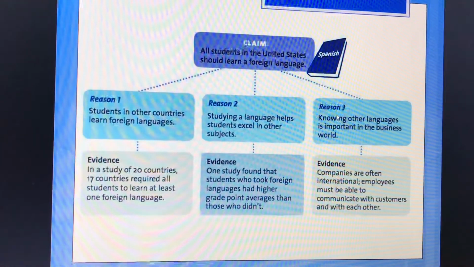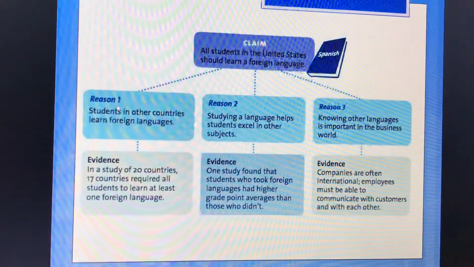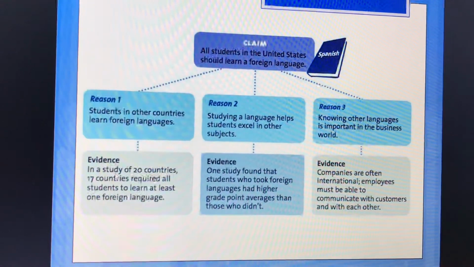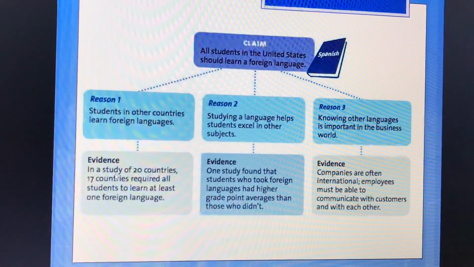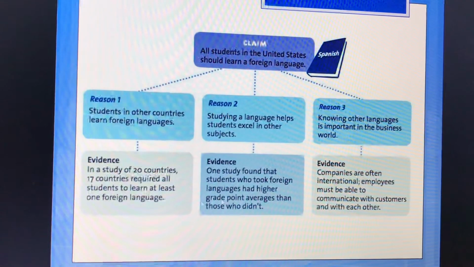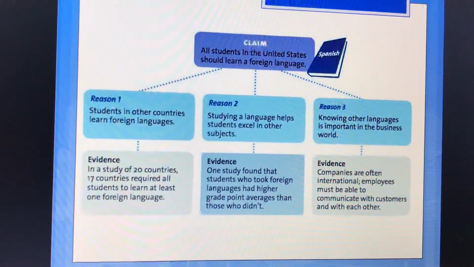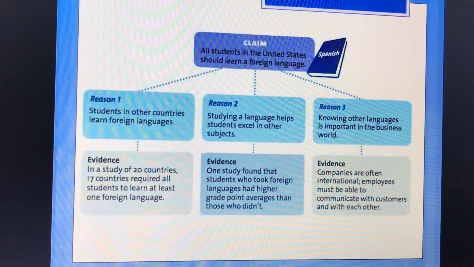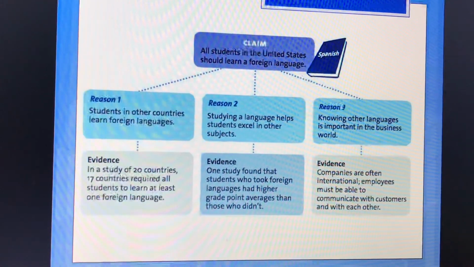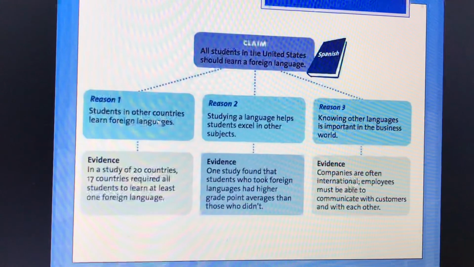One, two, three reasons. Each reason has evidence; it's supported by evidence. Let's read the first reason. The first reason is that students in other countries learn foreign languages. So is this with or against?